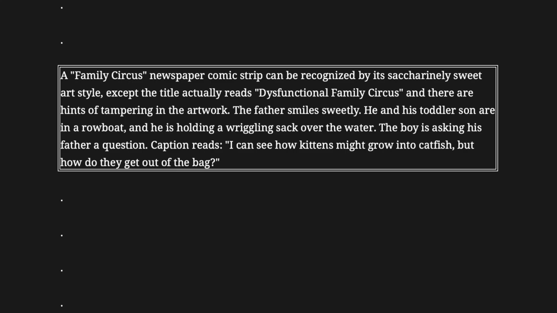Family Circus newspaper comic strip can be recognized by its saccharine sweet art style, except the title actually reads Dysfunctional Family Circus, and there are hints of tampering in the artwork. The father smiles sweetly. He and his toddler son are in a rowboat, and he is holding a wriggling sack over the water. The boy is asking his father a question. Caption reads, I can see how kittens might grow into catfish, but how do they get out of the bag?